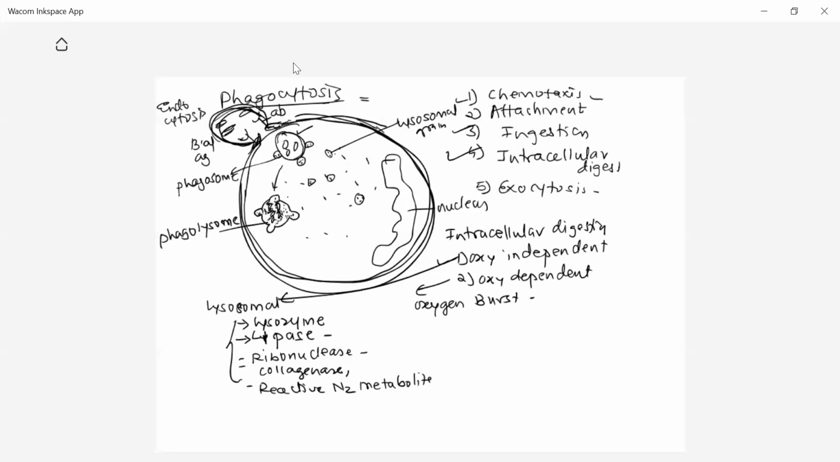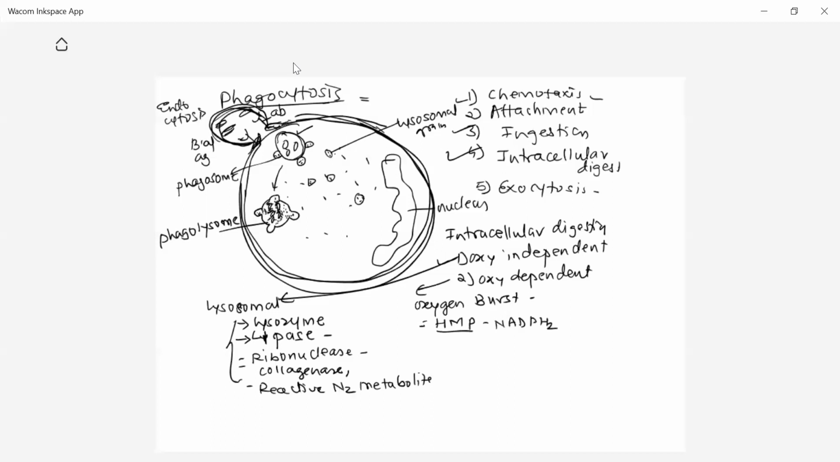After the ingestion of foreign material, the cell stimulates one pathway. There is an enhanced hexose monophosphate pathway. This pathway is an oxygen metabolic pathway. This hexose monophosphate pathway operates on a large scale once there is ingestion of foreign material. Now what happens, this hexose monophosphate pathway produces NADPH2.